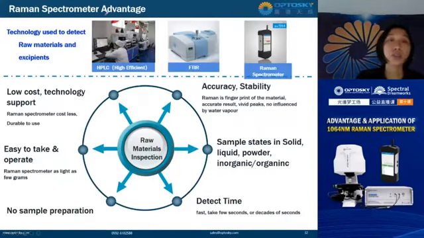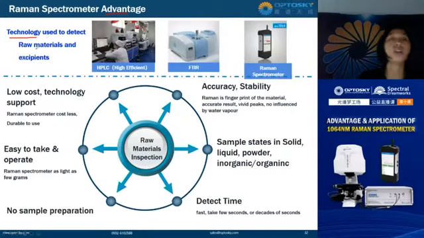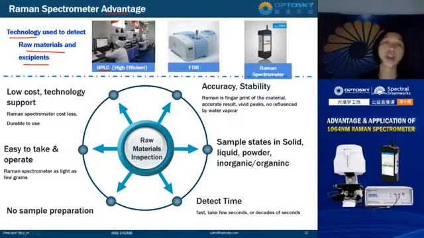Raman spectrometer advantages. There are three types of technologies used to detect raw materials and excipients. They are HPLC, whose efficiency is high. Usually in pharmaceutical factories, there are lots of HPLCs, and workers work to identify raw material and excipients. And FTIR is also used to identify. And we also introduce Raman spectrometers for accurate and fast identification.